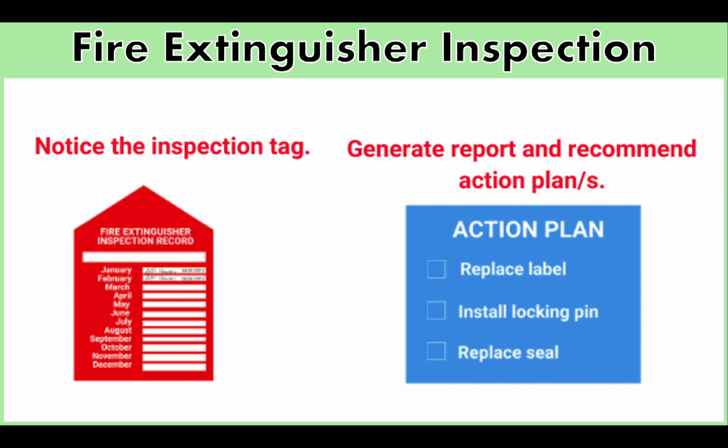And lastly, you have to generate a report and recommend action plans. Okay, so once done with the inspection, summarize observations or action plan. Make sure to sign off on the fire extinguisher inspection tag if available with your name, signature, and date of inspection.